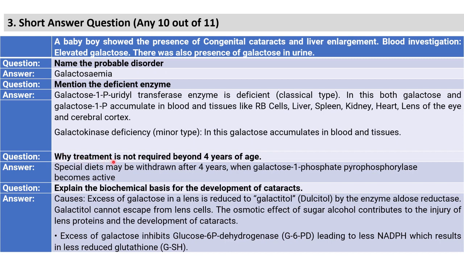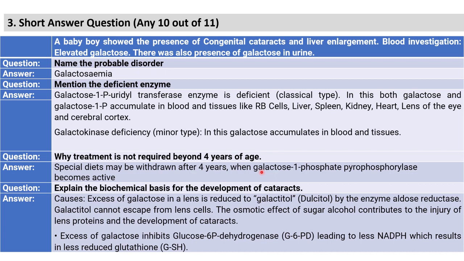The next question was: why is treatment not required beyond 4 years of life? After 4 years, why do we not need to give a galactose free diet? That is a special diet regimen recommended for the management of galactosemia, and it is withdrawn after 4 years. Why? Because here galactose 1 phosphate pyrophosphorylase becomes active. Even though galactose 1 phosphate uridyl transferase is deficient, after 4 years the enzyme galactose 1 phosphate pyrophosphorylase gets activated, and that will take care of the disorder. It will take care of galactose, and features like cataract and liver enlargement will not develop after the age of 4 years.